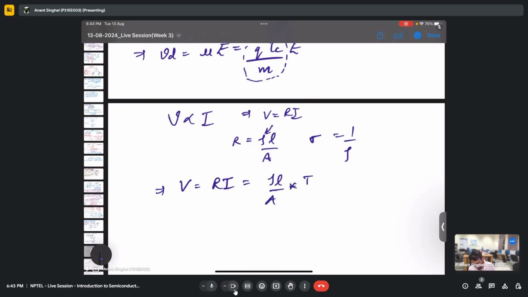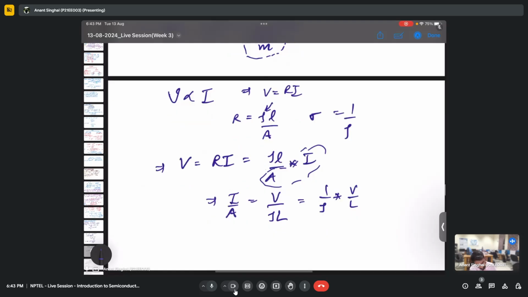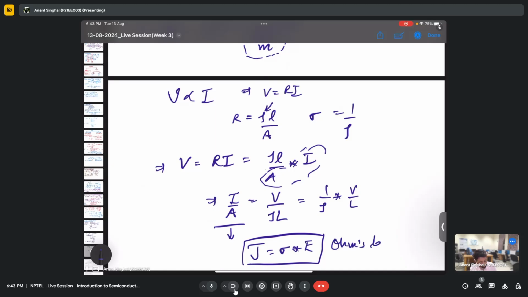Then I have I. So I'm just writing I by A as V by rho L, or I can write it as 1 by rho into V by L. So this particular I by A, that is the current per unit area, is nothing but the current density, which is denoted by J. This 1 by rho is sigma, and this V by L is the electric field. So this is Ohm's law in terms of semiconductors, that we have J as sigma E.